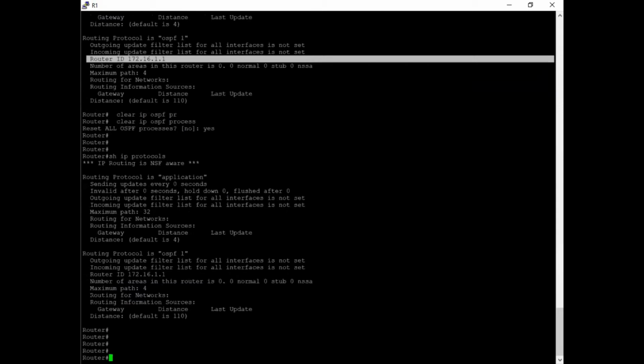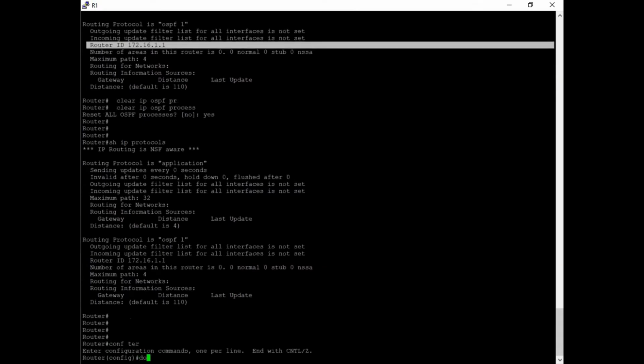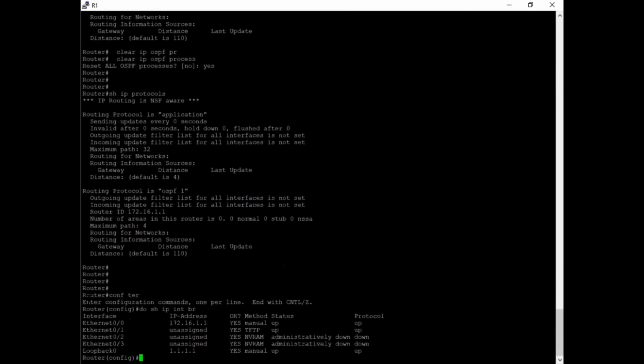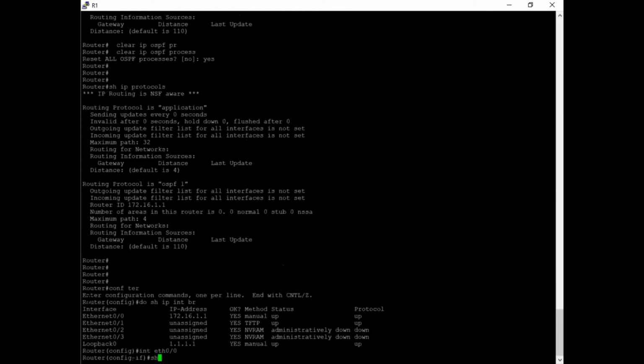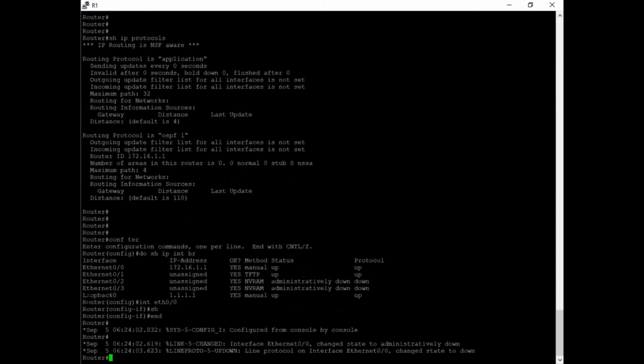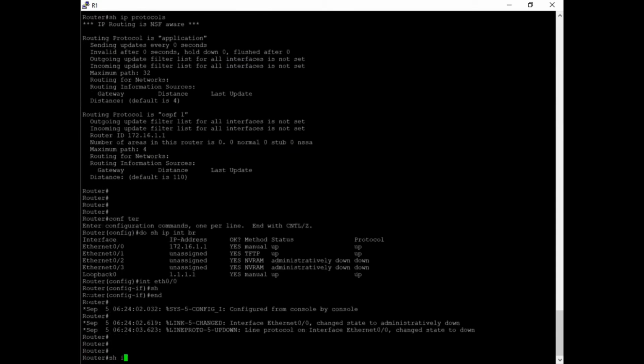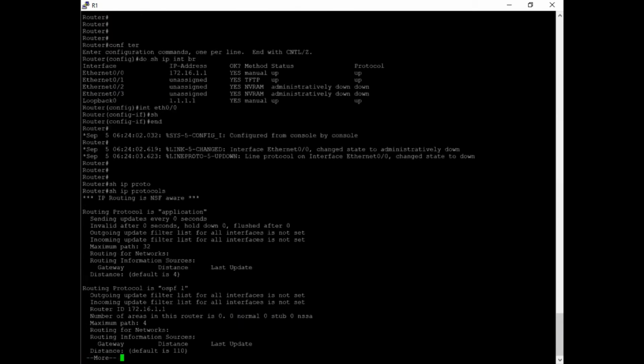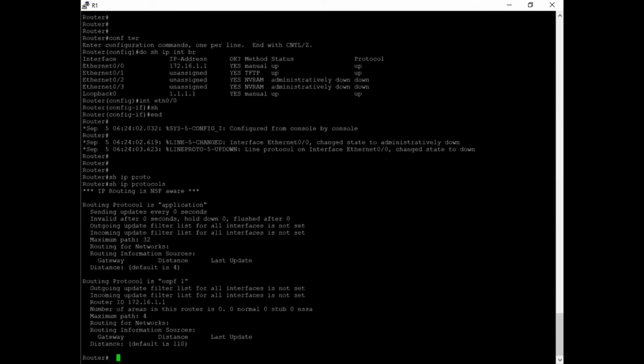There should not be any change until when? Until reboot. Now, if I go to the configure terminal, do show IP interface brief, go to interface Ethernet 0/0 and shut it, would there be any change? Yes or no? I think no. So if I show you now, show IP protocol, still there is no change.